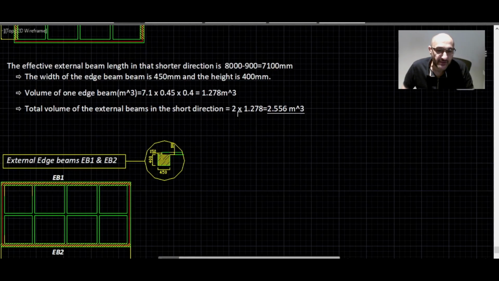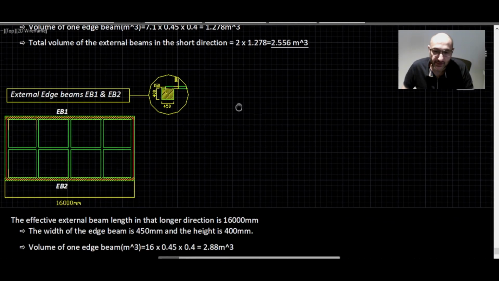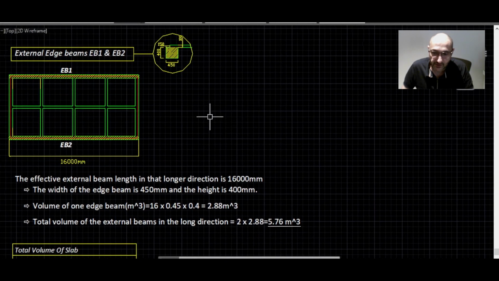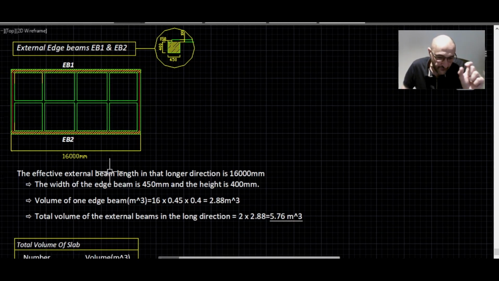Now to the two external edge beams, EB1 and EB2, this hatched area right over here. Again, the total length of EB1 and EB2 in the longer direction is 16,000 millimeters. And this time, we don't need to take away the two 450 edge beams, because we've included that. So the effective external beam length in the larger direction is 16,000 millimeters.